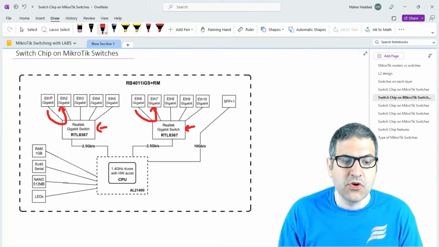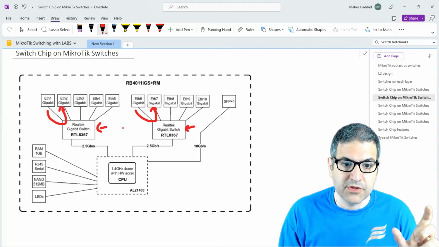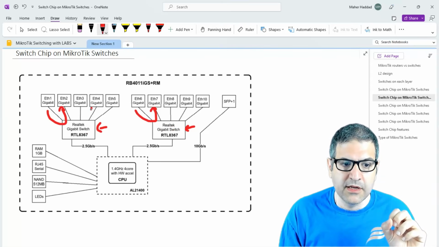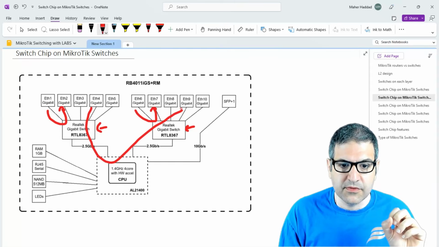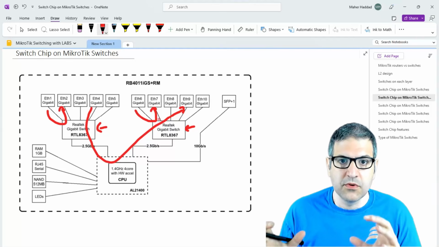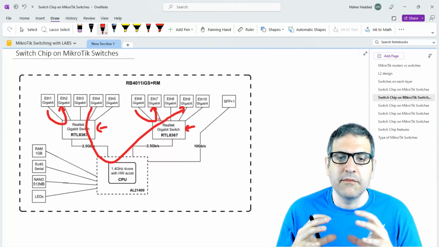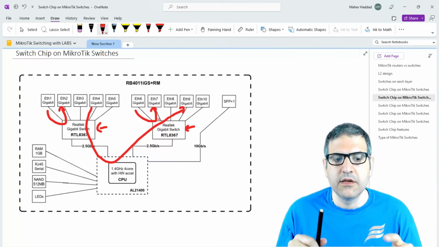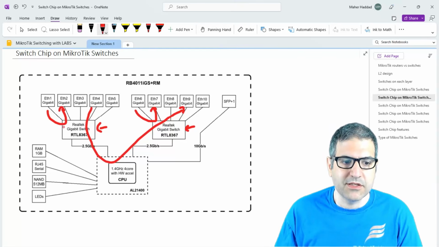Now if it has to go from 1 to 6, or let's say from 4 to 9, they are no longer on the same switch chip, because 4 is connected to one switch chip and 9 is connected to another switch chip. So what's going to happen is that it goes to the CPU and then it goes to 9. So we have to keep in mind that in case we have two switch chips in the same MikroTik device, traffic from one port to another which are not connected to the same switch chip will have to go through the CPU.